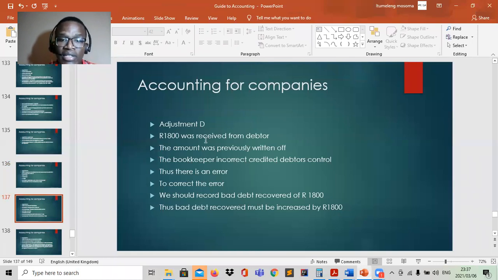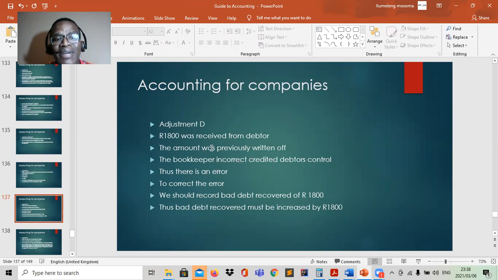So the takeaway is that this 1,800 was received from the debtor. The amount was previously written off. What the bookkeeper did, he incorrectly credited the debtor's control. So this is an error. Remember, we said an error can be because of incorrect accounting by a bookkeeper. So this was incorrect accounting because the payment was not to pay a debt that is already existing. Remember, debtors control shows the debtors that are there. So if it's someone who's not in the debtors control, why should you credit the debtors control?